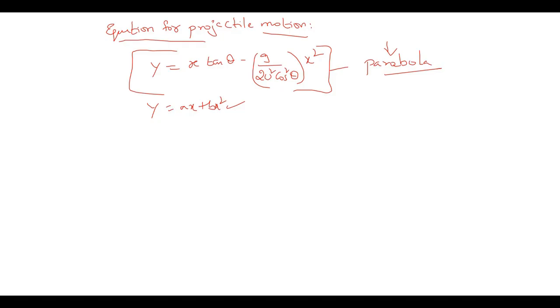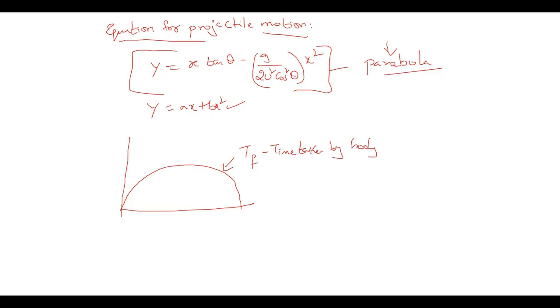Now, what about time of flight? Did we derive the equation for time of flight? The time taken by a body to remain in air is known as time of flight. And what did we get for the time of flight? Time of flight is equal to 2u sin theta by g, correct?